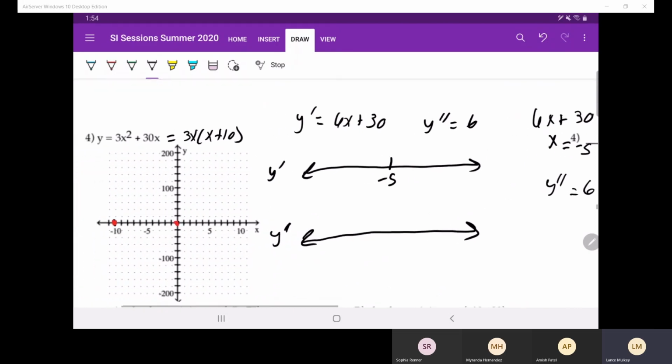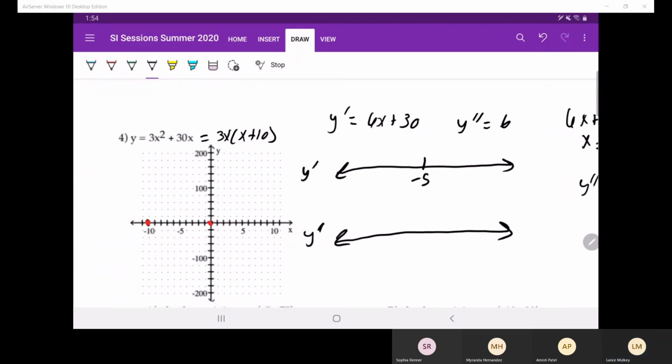So let's plug in a number less than negative 5 to the derivative. Let's plug in negative 10 to the y prime, and you get negative 60 plus 30, which is negative. Let's plug in a number greater than negative 5 to the derivative. So let's plug in 0. So 6 times 0 is 0 plus 30 equals positive.